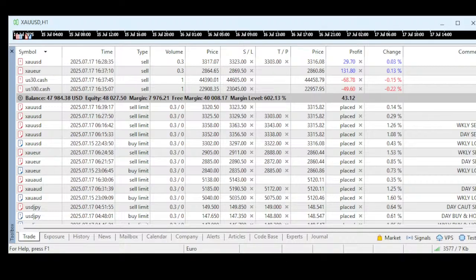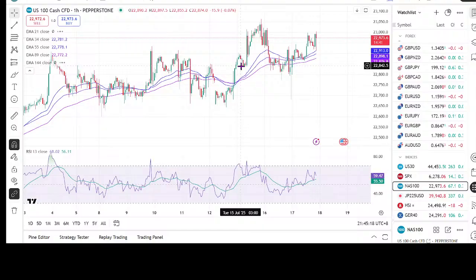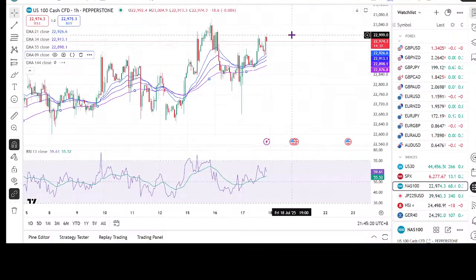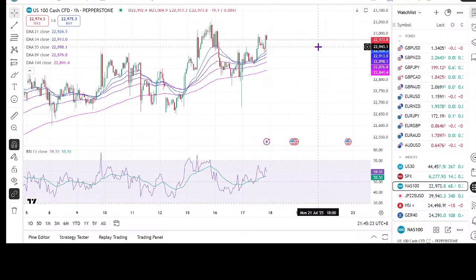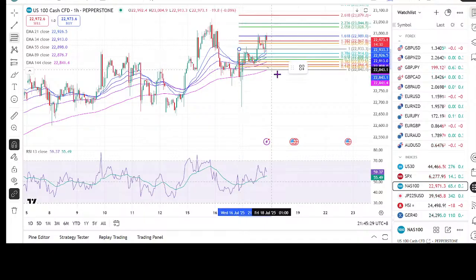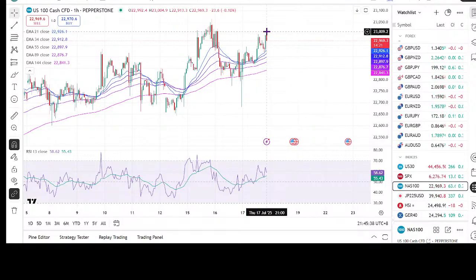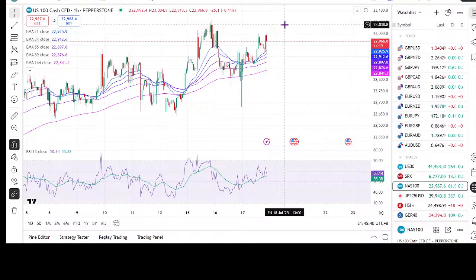Now let's go and do the Nasdaq in the same manner. The Nasdaq is saying that the price is moving up, and we should be seeing the high, or the high should have been seen. So let's talk about the stop. The stop is going to be 23075.